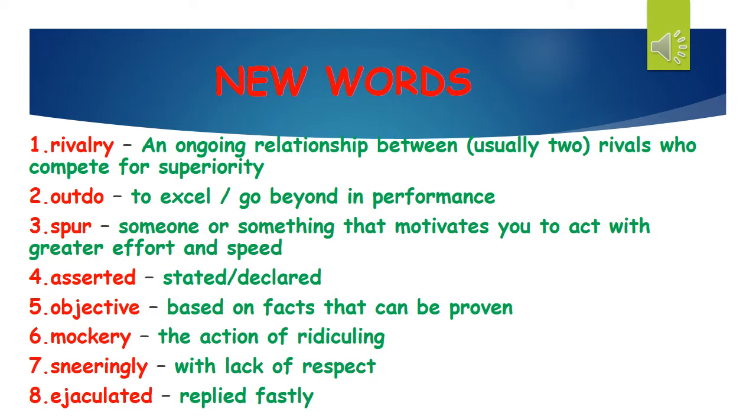Here you can see new words as well as their meanings. First one, rivalry. What do you mean by the term rivalry? It's an ongoing relationship between usually two rivals who compete for superiority. Then comes outdo, means to excel or go beyond in performance. Spur, someone or something that motivates you to act with greater effort and speed. Asserted means stated or declared.